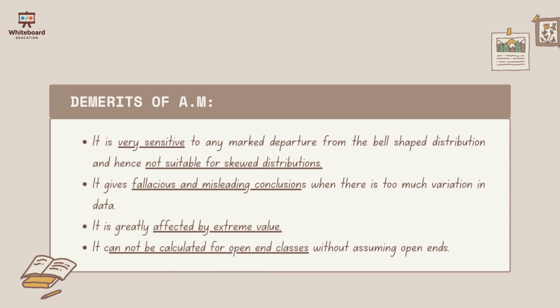Next are the demerits of the arithmetic mean. Number 1, it is very sensitive to any marked departure from the bell-shaped distribution and hence not suitable for skewed distributions. About skewed distributions we will learn in further lectures. Number 2, it gives fallacious and misleading conclusions when there is too much variation in data. Next, it is greatly affected by extreme values. And lastly, it cannot be calculated for open-end classes without assuming open ends.